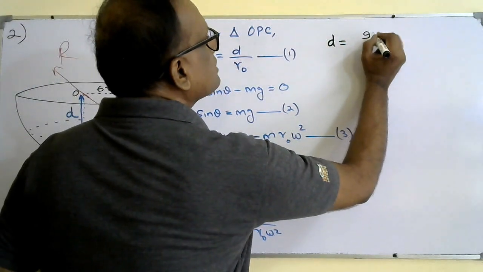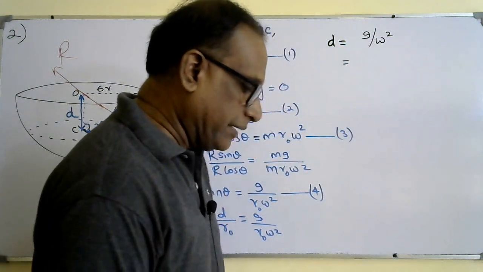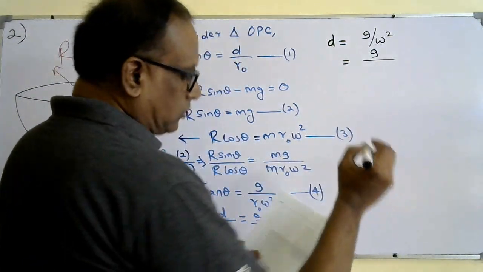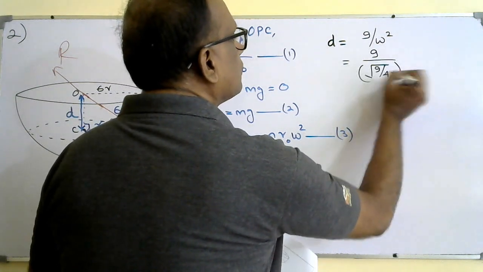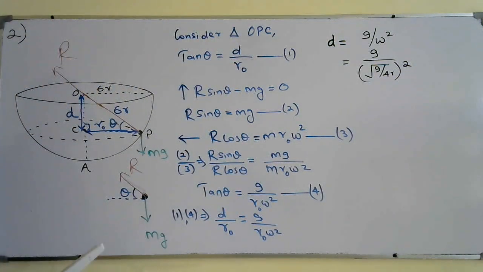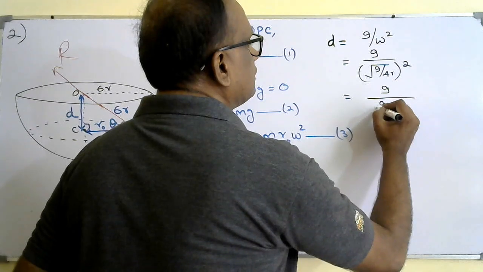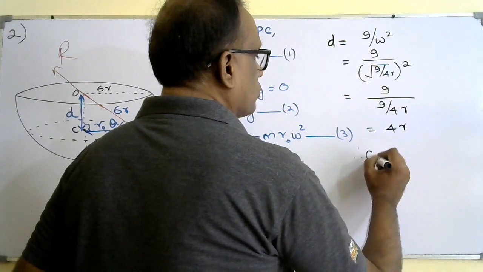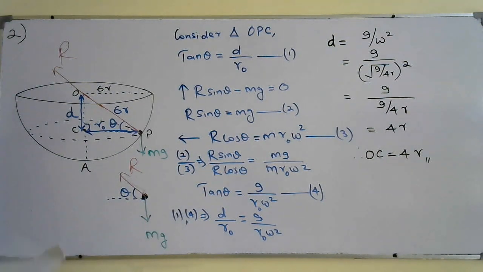g over omega squared. But omega is given in the question paper as square root of g over 4R. So g over the square root of g over 4R, all being squared. So it's going to be g over g over 4R, so g will get cancelled, 4R. That means OC equals 4R. That's the answer to the question. So OC is 4R.